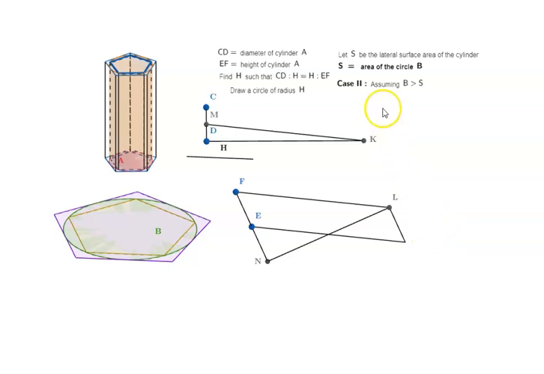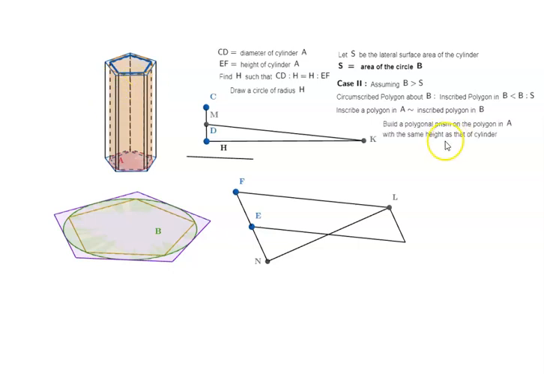So in the second case, we assume that B is greater than S, and we circumscribe a polygon about B and inscribe a polygon in B such that the ratio between them is less than B is to S. Now, inscribe a polygon in A which is similar to the inscribed polygon in B. So it is already inscribed. Build a polygonal prism on the polygon in A with the same height as that of the cylinder.